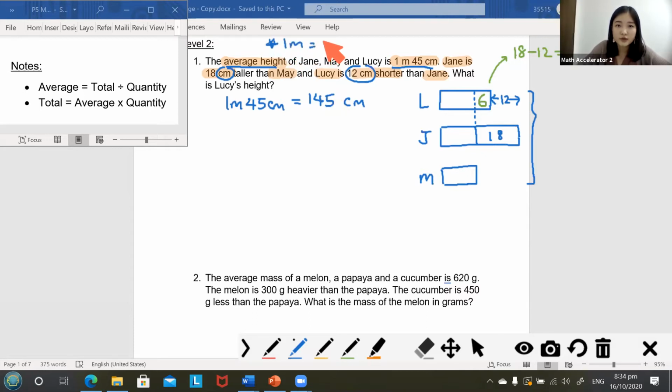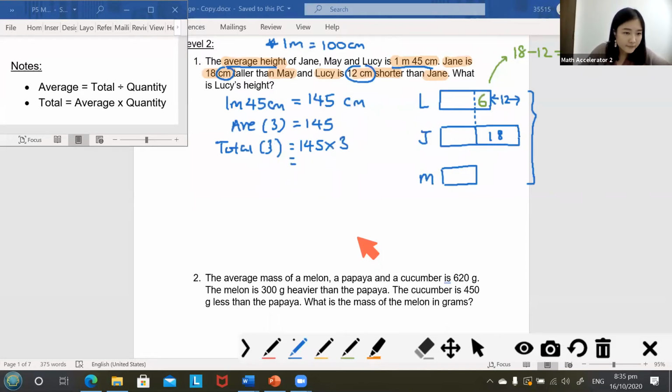If you're still confused, this is the average. Average of 3 people. 145. Okay, so let's find the total of the 3 people. Average times quantity. In this case, it is people, and we have 3 people. So 145 times 3. Okay, thank you. 435. That's our total of the 3 people.